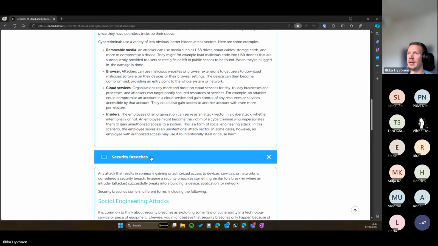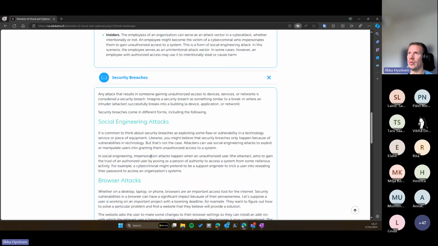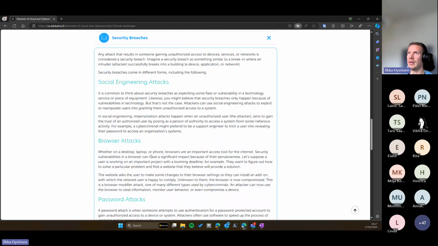And then there are also examples of different security breaches, like social engineering attacks, so that not, for example, all the security breaches have some sort of hacking involved. For example, I can trick somebody to give me their username and password, and that would not be a hack technically. It's that I'm tricking somebody to give their credentials.